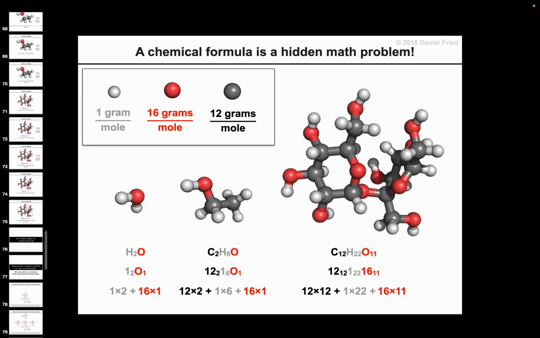So here we have 1 gram per mole for hydrogen, 12 grams per mole for carbon, 16 for oxygen. 1 times 2 plus 16 times 1. 12 times 2 plus 1 times 6 plus 16 times 1.